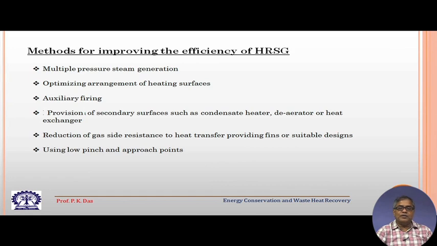Optimizing the arrangement of heating surfaces. See, when we go for a large system, let us say a dual pressure system, for each pressure there will be an economizer, an evaporating section, a superheater, and again we can go for reheating of the steam. So, there are so many heat exchanger surfaces, and obviously one can think of how these surfaces can be arranged with respect to the flue gas path, so that maximum exchange of thermal energy is possible.